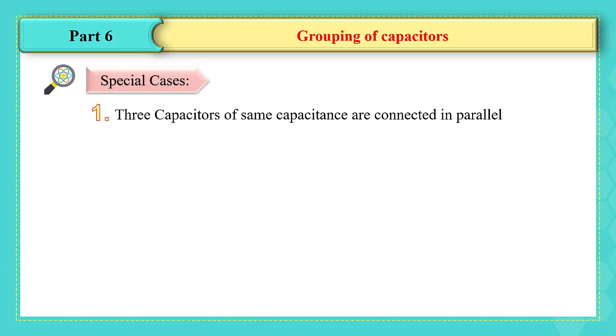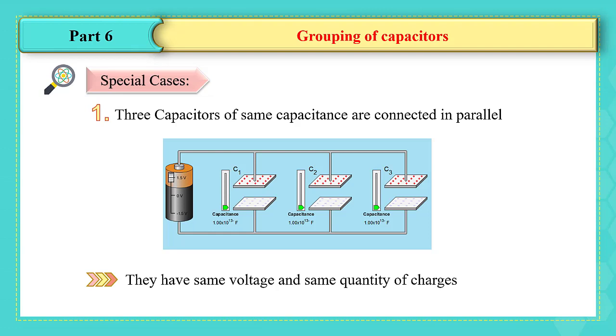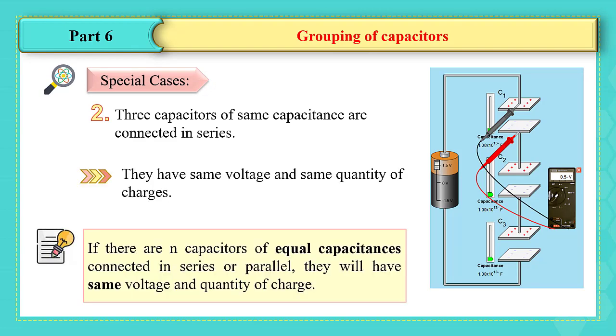I have two special cases. The first one is if capacitors having the same capacitance are connected in parallel, then we can say that these capacitors have the same voltage and the same quantity of charge. What if these capacitors have the same capacitance but are connected in series? These capacitors will have the same voltage and the same quantity of charge. Then we can conclude that if there are n capacitors of equal capacitances connected in series or parallel, then they will have the same voltage and the same quantity of charge.